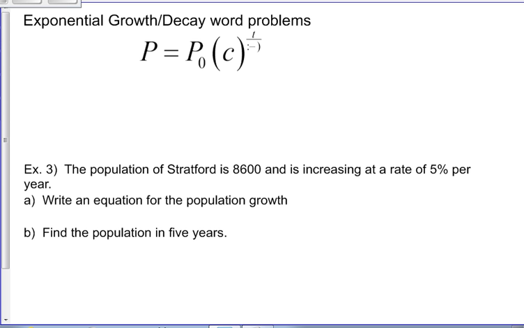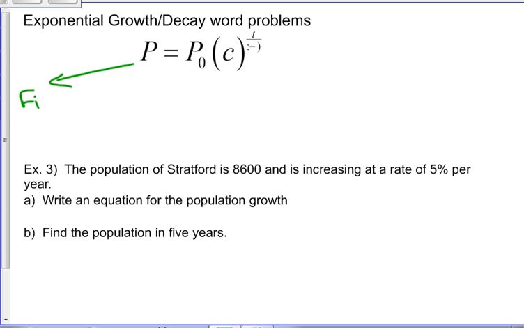Okay, word problems that stem from exponential growth and decay. There are a lot of things in nature that either increase exponentially or decrease exponentially. And there are a bunch of ways that we can think about a general formula for describing them. This is the way I like. It's pretty full service. It can deal with a whole bunch of different situations.